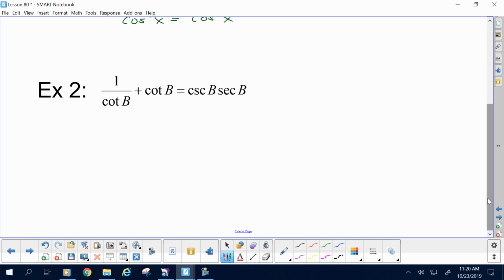Let's try 2. The left side and the right side are both a little complicated, but let's work the left side, shall we? Yeah. What do you want to do? So first we should cancel.